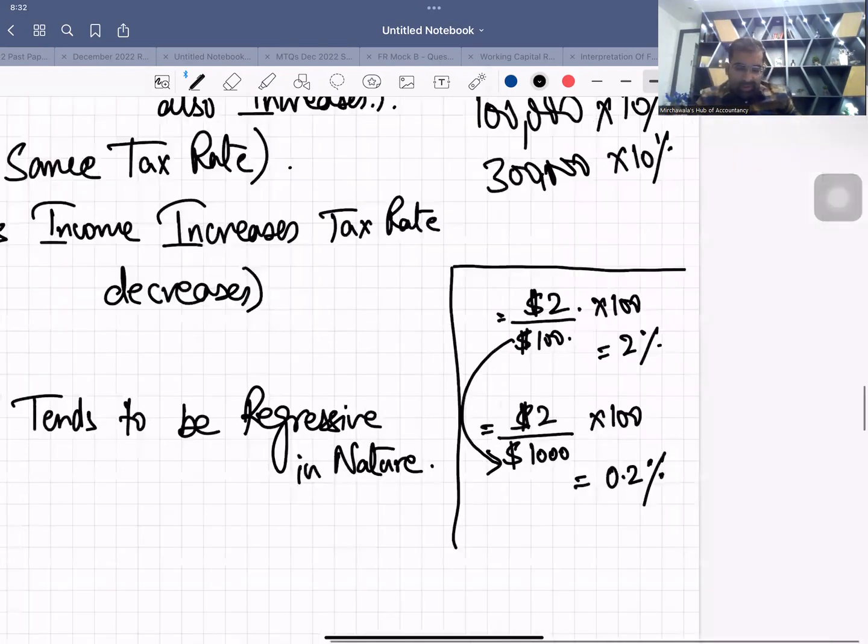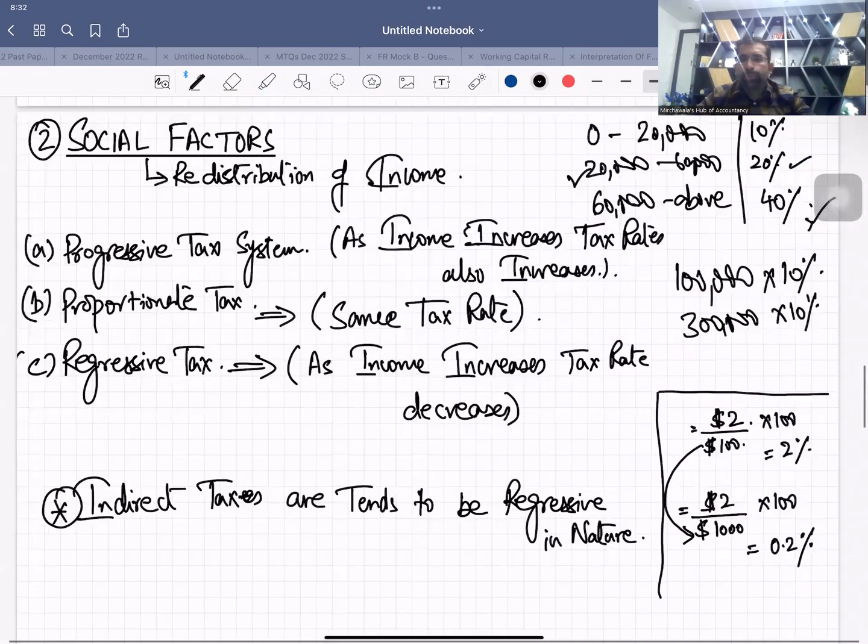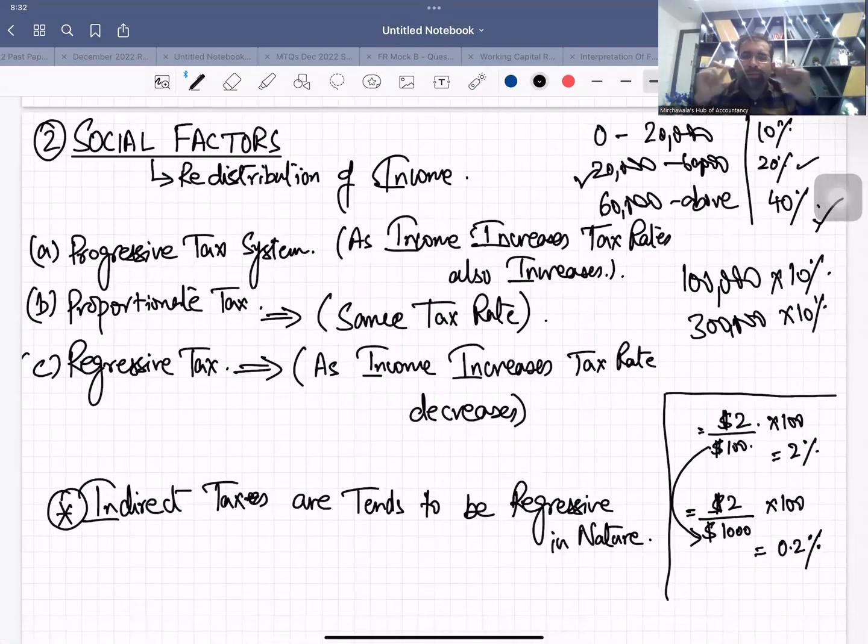So there are three tax systems. Students, look here: progressive, proportionate, regressive. Progressive means as your income increases, your tax rate also increases. Proportionate tax, same tax rate. Regressive, as your income increases, your tax rate goes down. Okay.